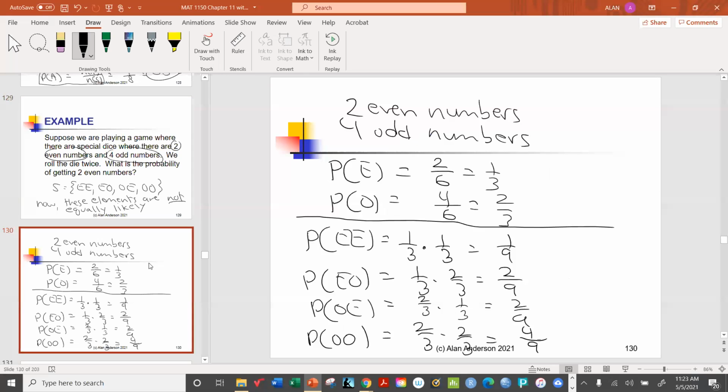All right. Anyway, so let's get back to this. So you can see then EO would be 1/3 times 2/3, which is 2/9. OE is 2/3 times 1/3, which is 2/9. And OO would be 4/9. So instead of having all 1/4, we have 1/9, 2/9, 2/9, and 4/9.